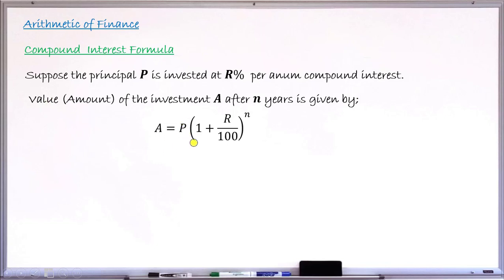A, for the final amount, that is the value of the investment, equals P multiplied by the bracket. What is in the bracket is 1 plus the fraction R over 100, and the bracket is raised to the power of n, where n is the number of years, P is the money invested or saved, while R is the rate of interest. So this is the formula that we shall be using to find the final amount of that investment after n years. So let's move on and take examples.